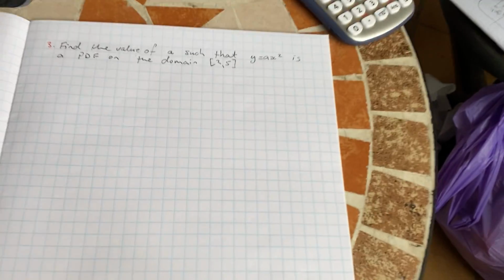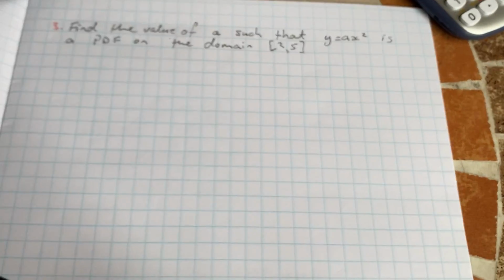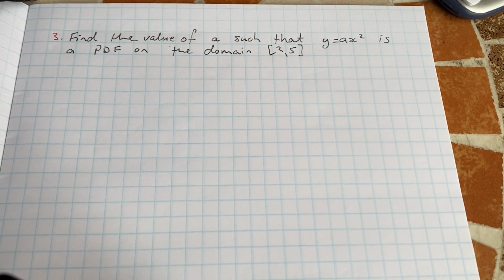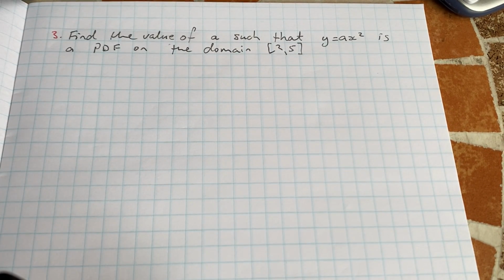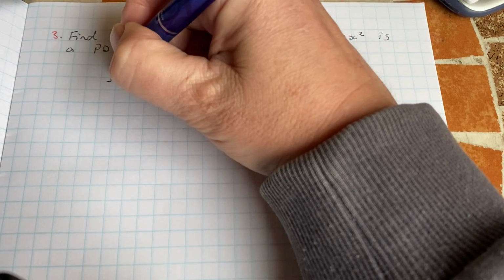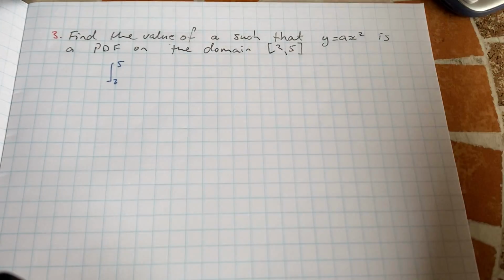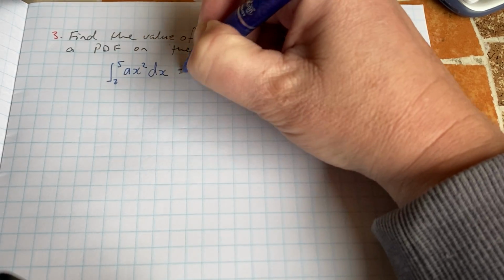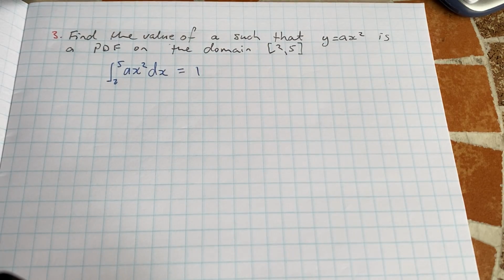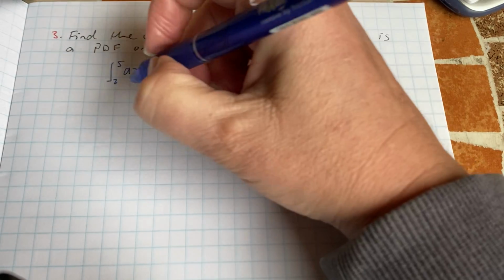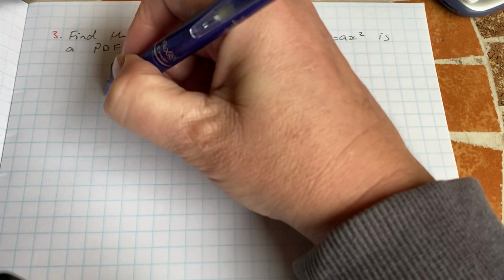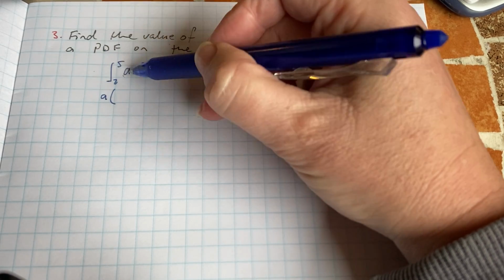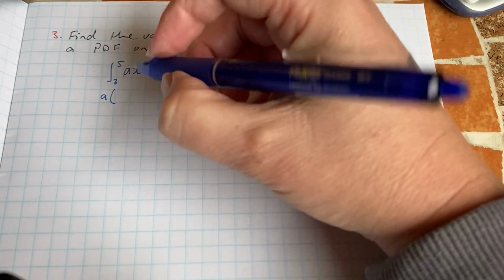And just one more example, number 3. Find the value of a such that y equals ax squared is a PDF on the domain from 2 to 5. So this is exactly the same. The integral from 2 to 5 of ax squared with respect to x has to equal 1. That's what we need to solve. So let's integrate. Now you can actually factor the a out the front if you want to, as if the a was in front of the integral sign. Any constant can just go in front of the integral sign without a problem.